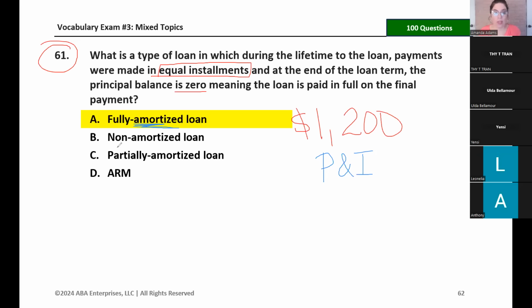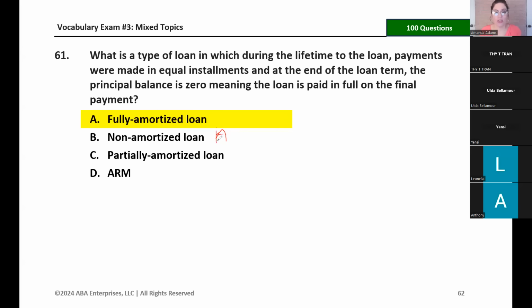So then a non-amortized loan, if you think about it in terms like that, you're not fully paying off that loan. Non-amortized means you're not fully paying it off, right? So non-amortized is just another way to say interest only. Oh gosh, I can't even, I need more coffee. That's an interest only loan this morning.